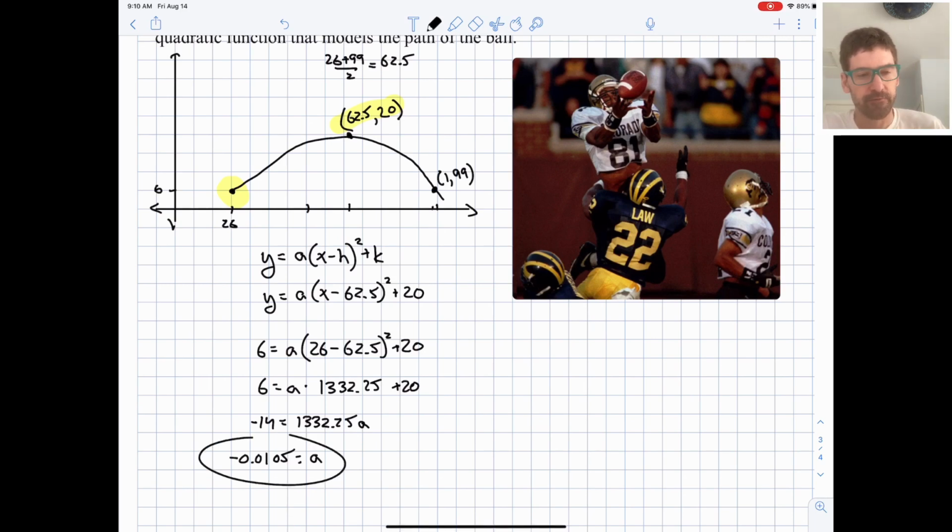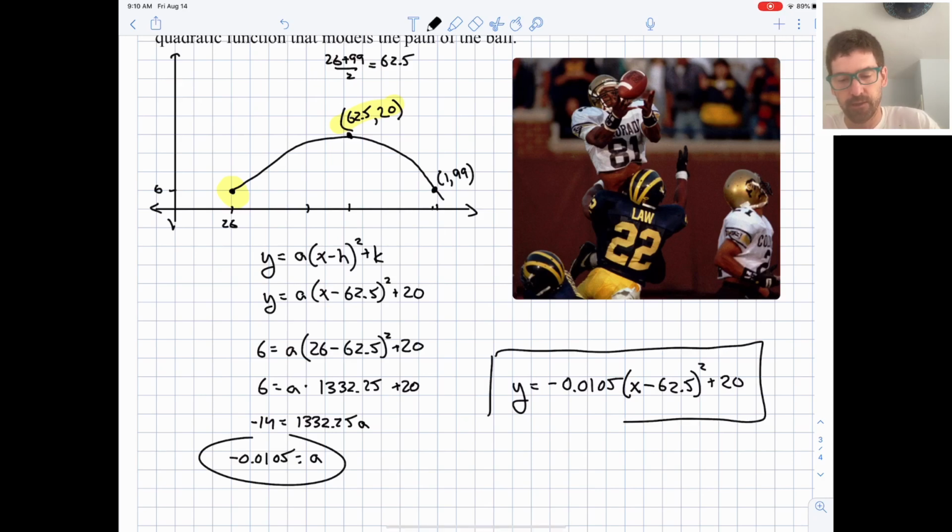So now we can just take the information we know and write out our vertex form. y equals negative 0.0105 times (x minus the coordinates of our vertex, the h piece) squared, plus 20. All right, and that would be the vertex form equation of that incredible football throw that Cordell Stewart made back in 1994. All right, that's a good place to stop.